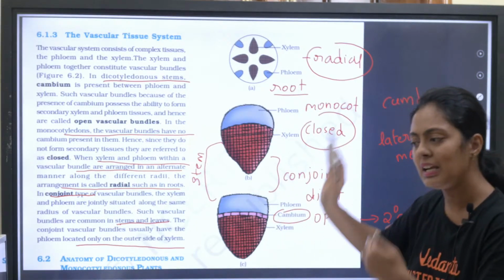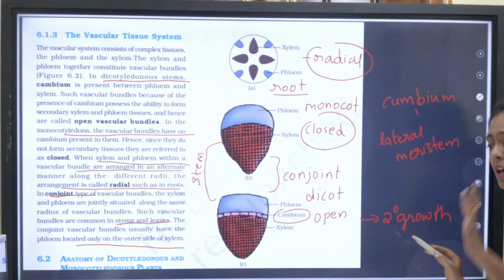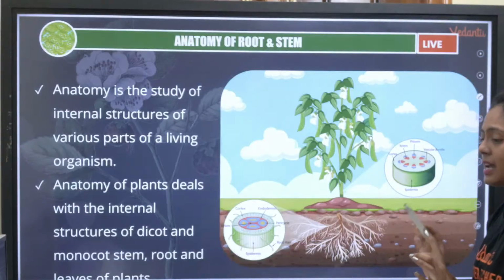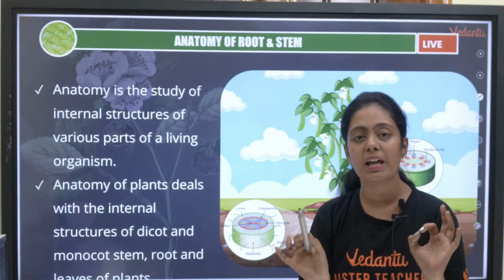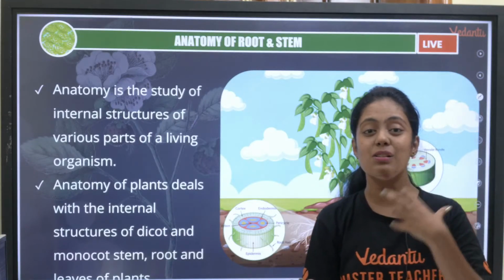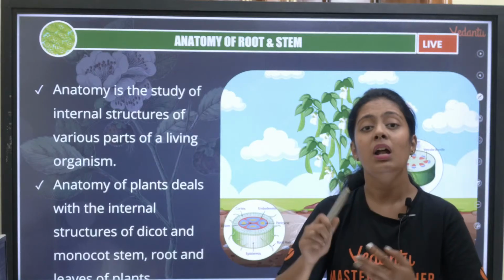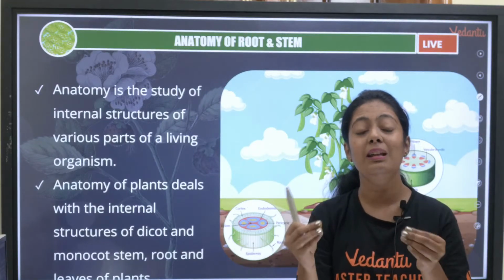Okay, so in the slide, these are the things you need to understand, pasangala. Very important questions can be asked. Now let's try to understand what is anatomy. Anatomy is the study of internal structures. We have studied anatomy of cockroach, we have studied anatomy of frog. Now we are going to study the anatomy in plants.